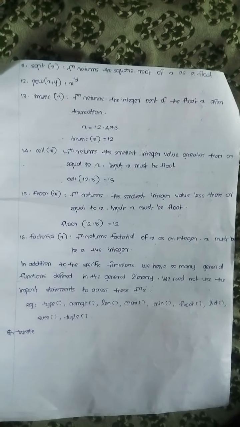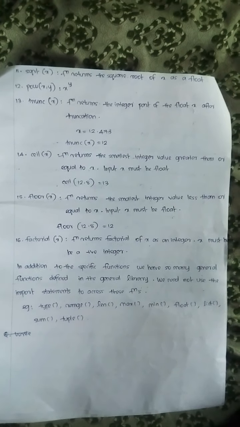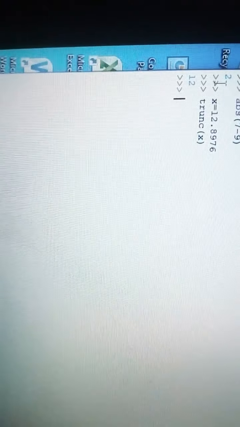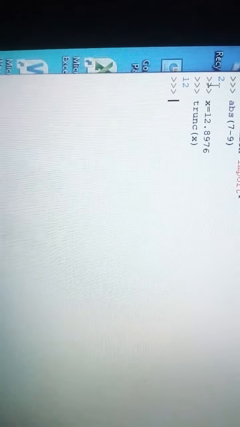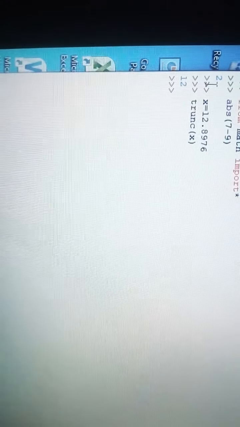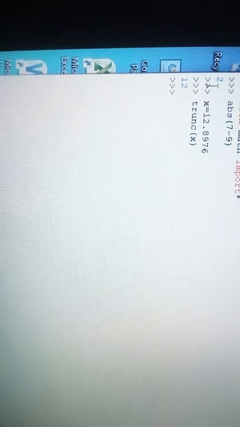Next, sqrt(x): this function returns the square root of x as a float. Then pow(x, y), that is, x raised to y. trunc(x): this function returns the integer part of the float x after truncation. If x is 12.8976, then trunc(x) is 12, that is, the function returns the integer part of x, which is 12.